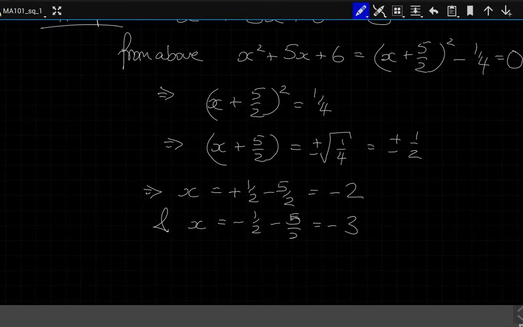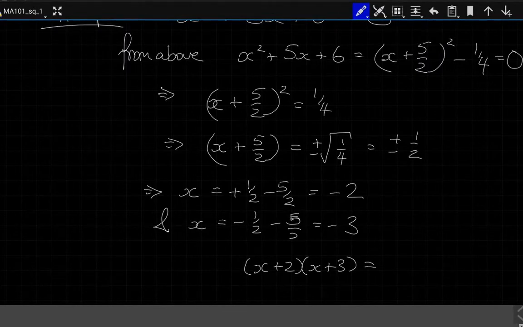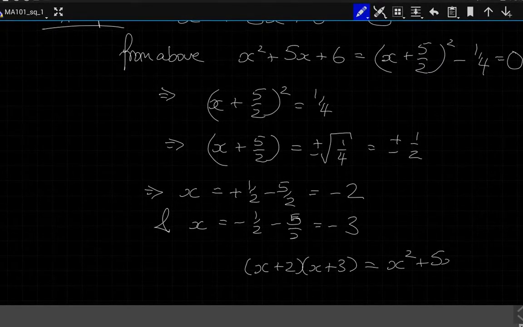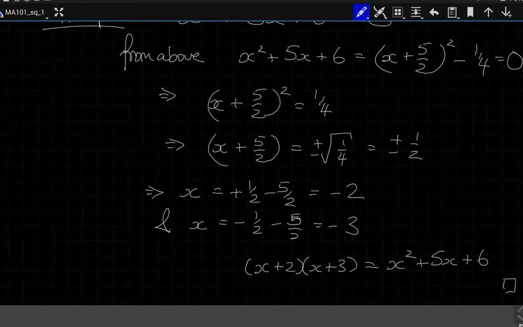And it is indeed the answer, because you notice that x plus 2, x plus 3 is exactly the quadratic we started with. Okay, so that's how you complete the square.